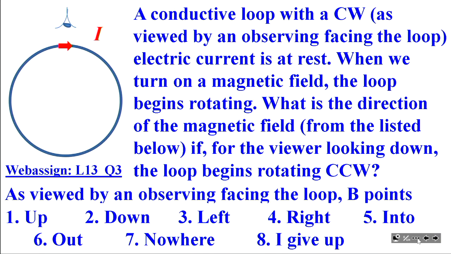So this loop has the area vector. Is it the right direction? No, it's the wrong direction. This area vector points away, because electric current travels like this or like this. We can use either right-hand rule, just for a single wire or for the whole loop. So this is the direction of the area vector.